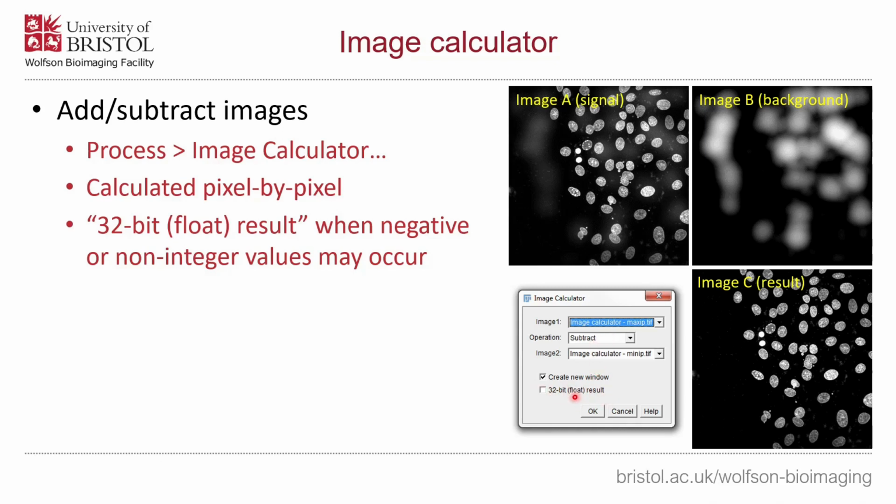It's also worth noting the 32-bit float result. So far we've just been working with integer intensities, so values that go, in this case, on an 8-bit scale between 0 and 255. However, certain calculations like divisions and subtractions can result in fractional pixel intensities or negative pixel intensities, which would be rounded or set to 0 respectively with the 8-bit integer scale. So by enabling 32-bit float result, it actually captures each pixel as a floating point decimal.